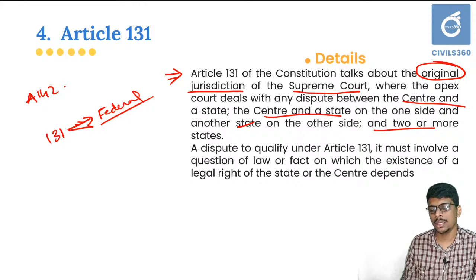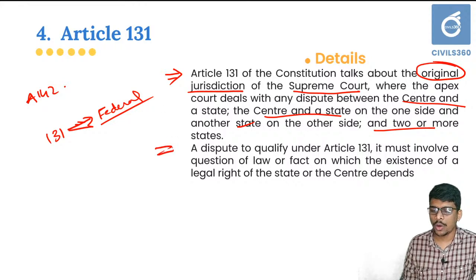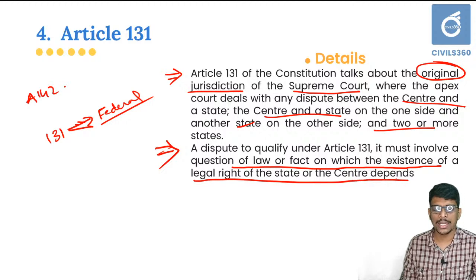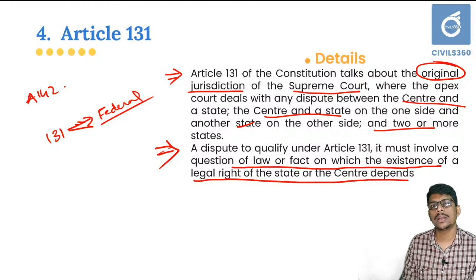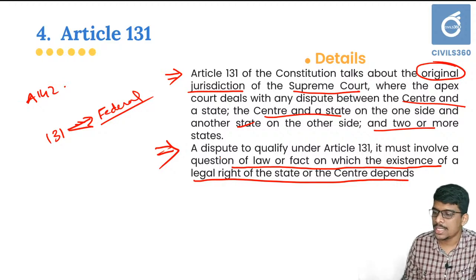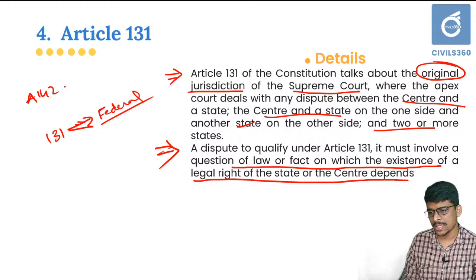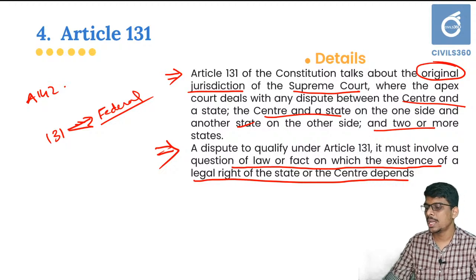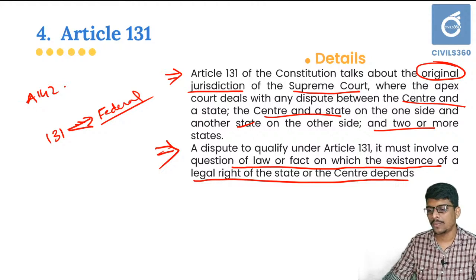Okay, that is Article 131. For a dispute to qualify under Article 131, it must involve a question of law or fact on which the existence of a legal right of a state or the center depends. For example, recently the Kerala government and the Chhattisgarh government initiated a case in the Supreme Court stating a violation of Article 131, or that it is in the purview of Article 131.